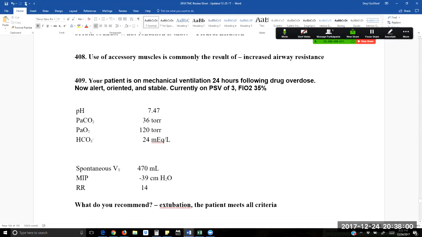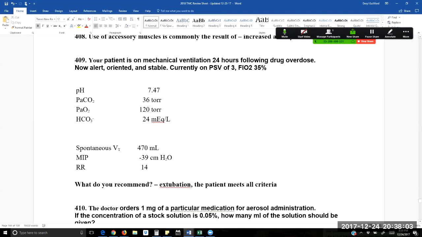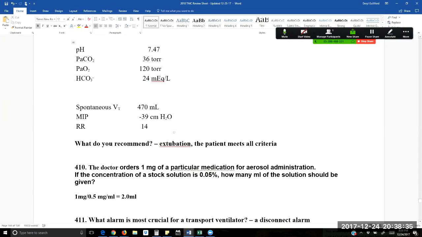Okay, let's look at number 409. Your patient's on mechanical ventilator 24 hours post-drug overdose, now alert, oriented, and stable. Pressure support 3, FiO2 35%. That's pretty low oxygen setting. Alert, oriented, stable. pH 7.47, just a little alkalotic. CO2 36. So we've got bicarb 24, oxygen 120. These are really very good blood gases, aren't they? Tidal volume 470, MIP 39, respiratory rate 14.